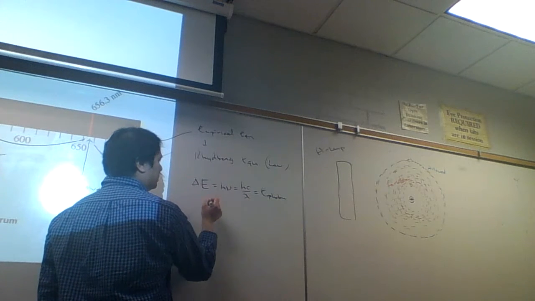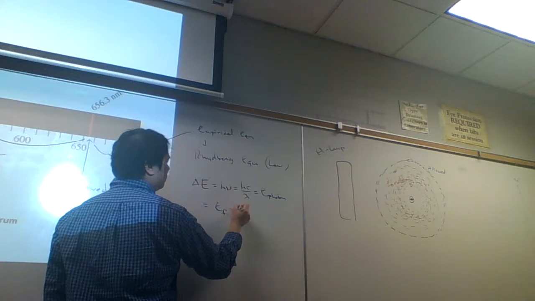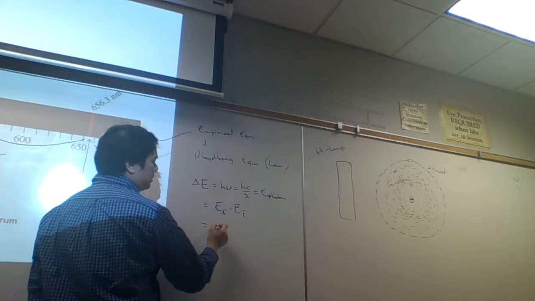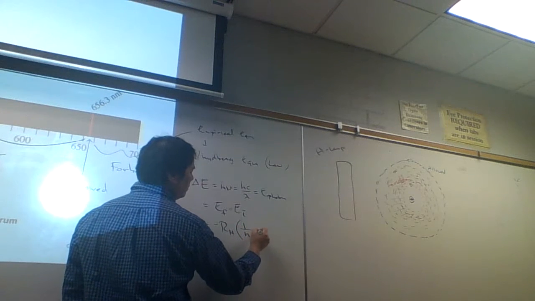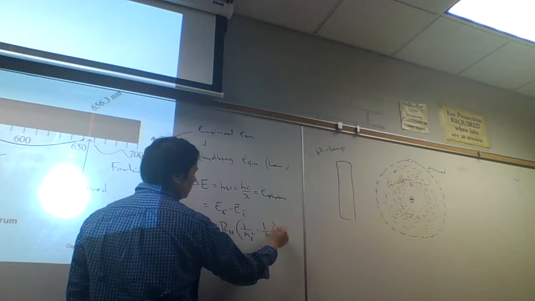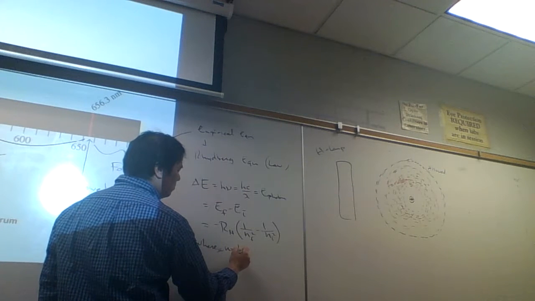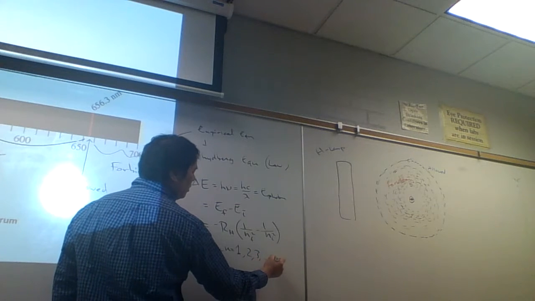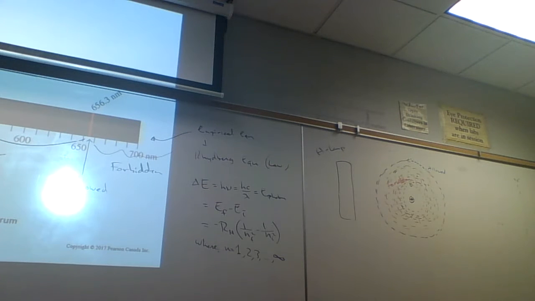Well, delta E is going to equal E final minus E initial, where E is just the energy of the electron, which is going to be given by minus R sub H times 1 over n final squared minus 1 over n initial squared, where n is equal to 1, 2, 3, dot, dot, dot, all the way to infinity. And so it's an integer from 1 to infinity. So this mathematical equation fits this.